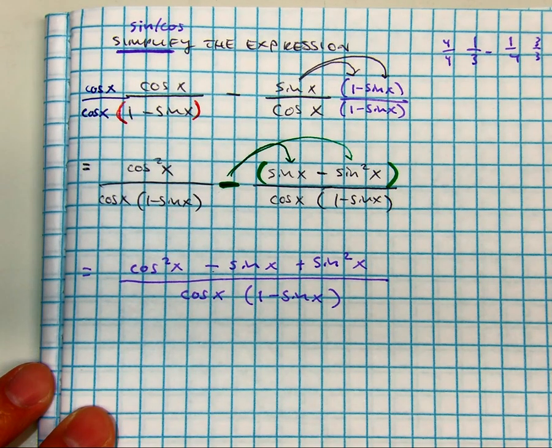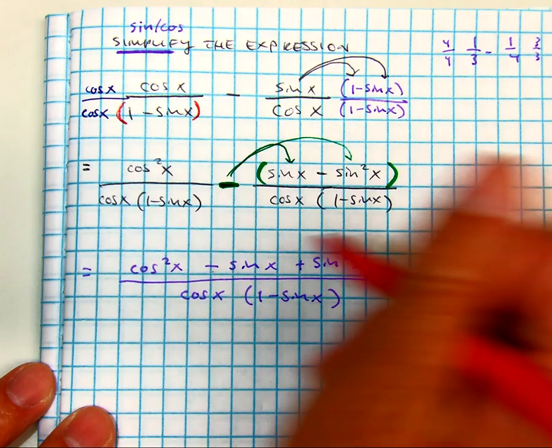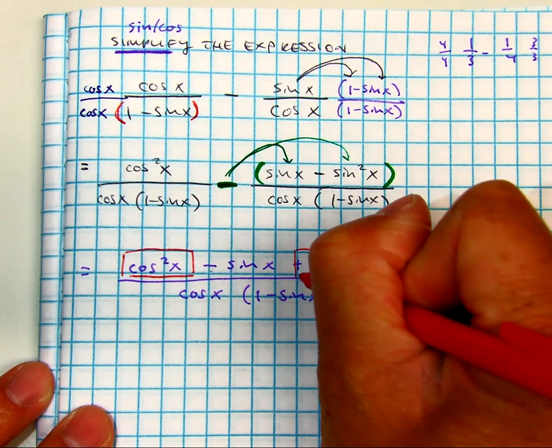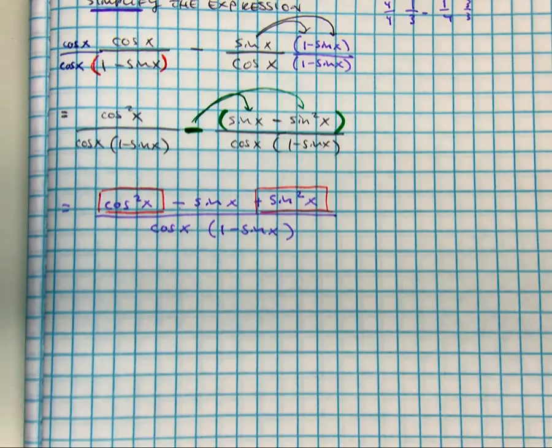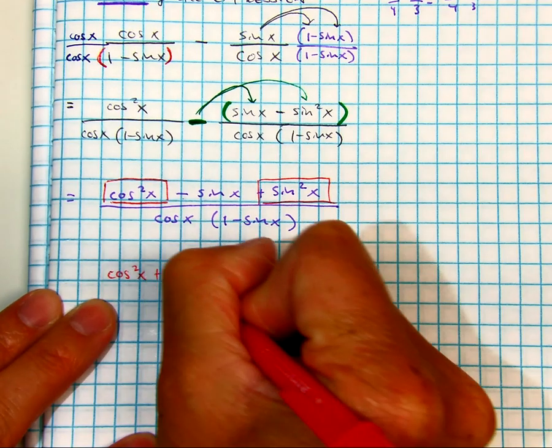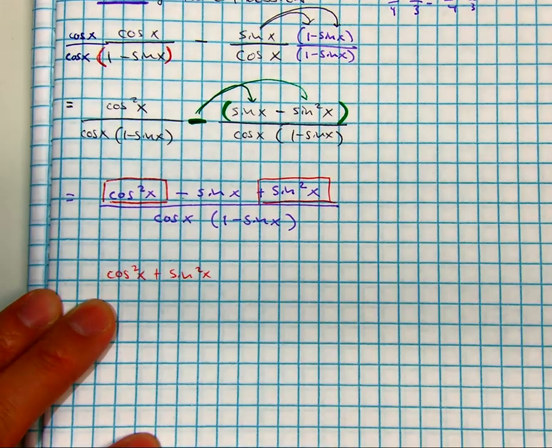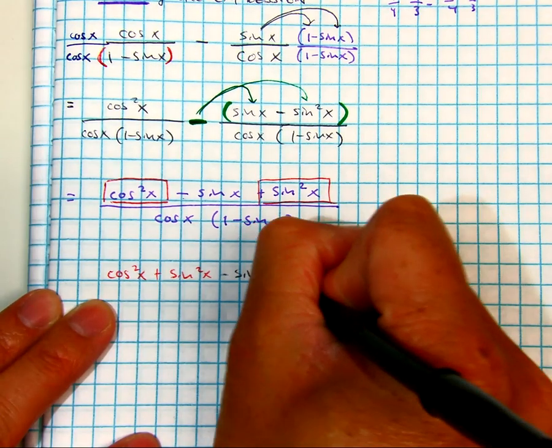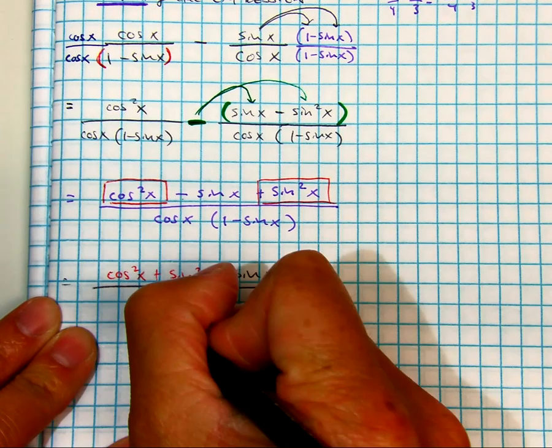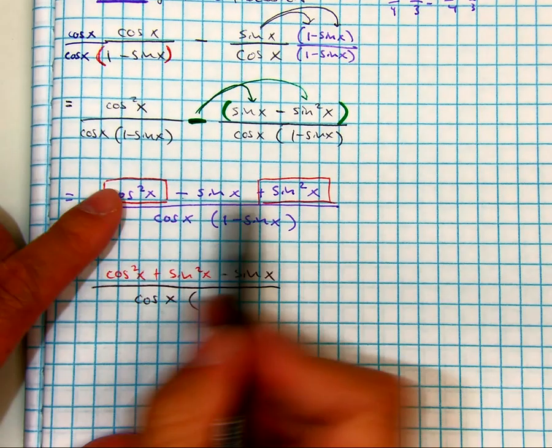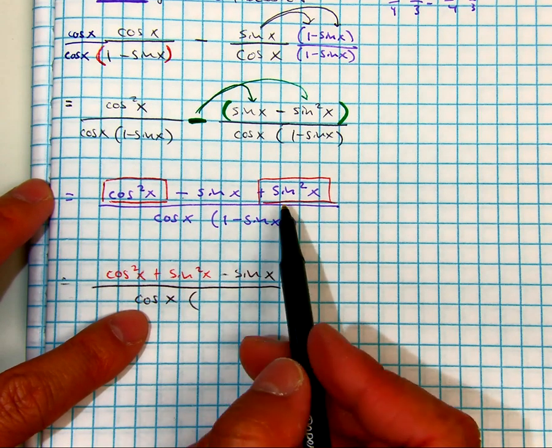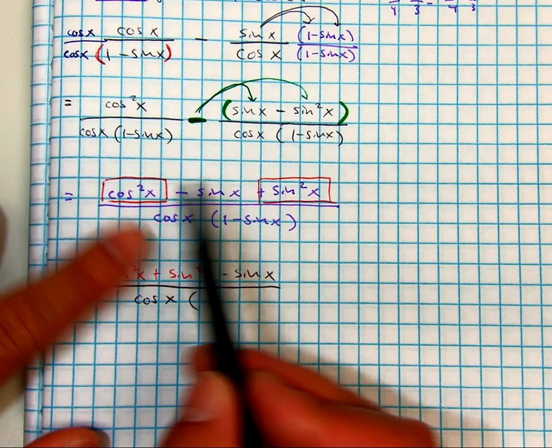Okay. Now I'm going to put these two together. Let's put those together. So all I did was just put them together. I can do that by the commutative property of addition, which basically means I can just change the order.